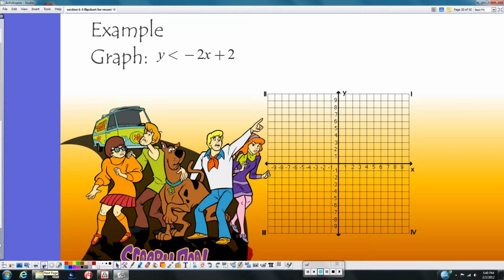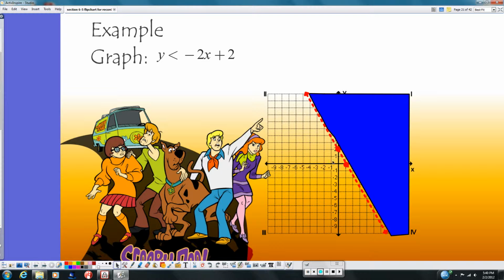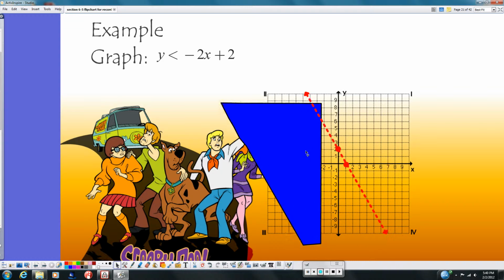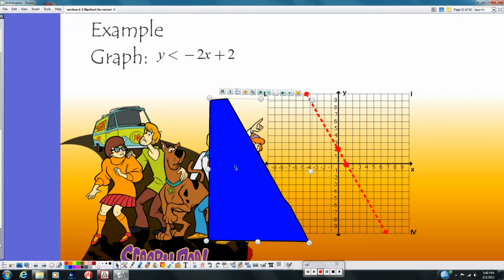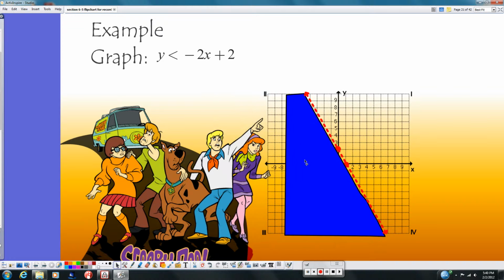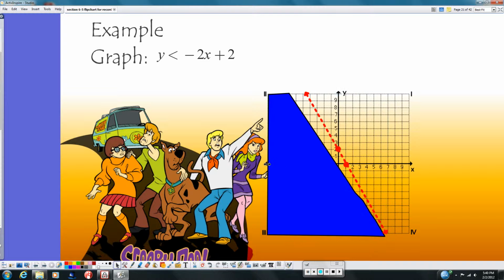Let's try another one. We have y is less than negative 2x plus 2. Again, you're going to graph as if you have y equals negative 2x plus 2. We put a dot on 2. Our slope's negative, so it's down 2 and over 1. Connect the points using a dotted line, and this time it should be below the line again. Our shading should be below our line, because it's less than.